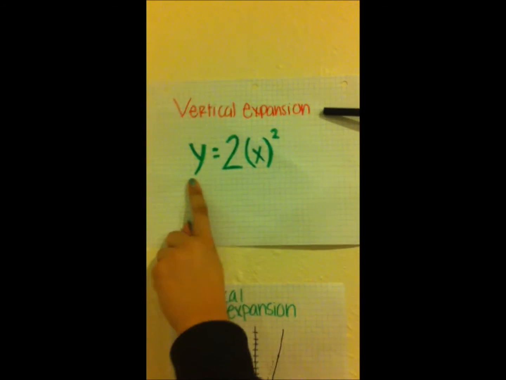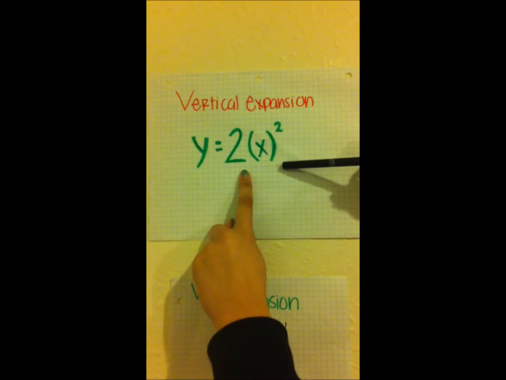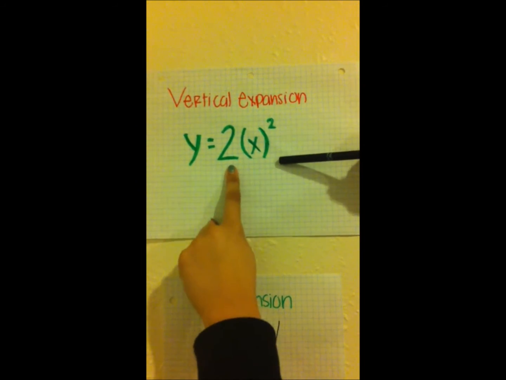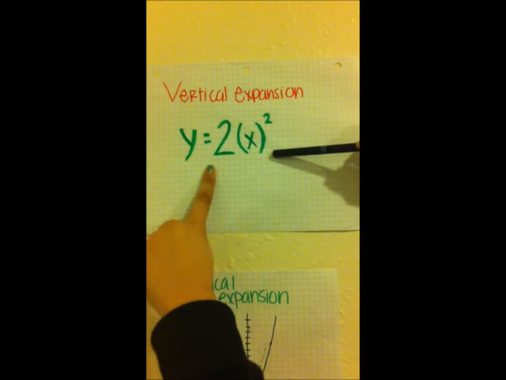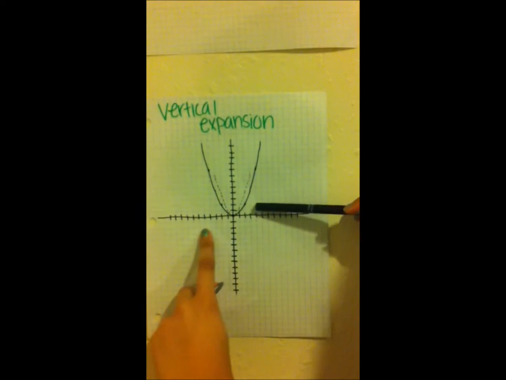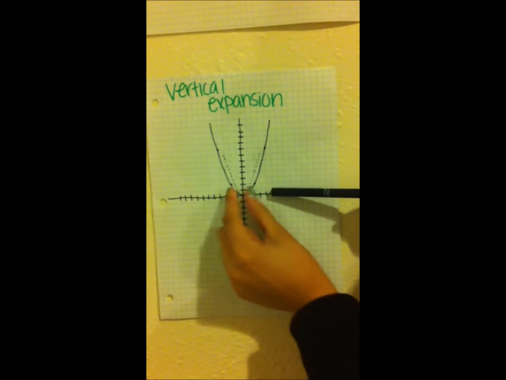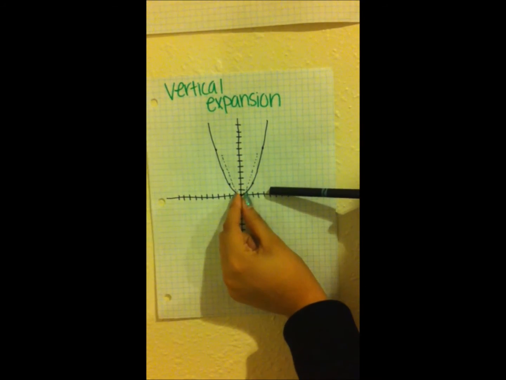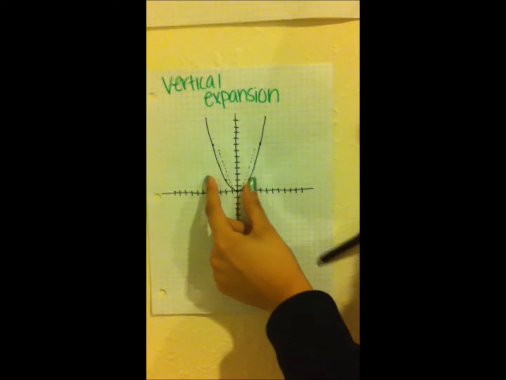For vertical expansion, you multiply by a number greater than 1, and it has to be outside of the parentheses. So in a graph, it would end up looking wider. You start off with the parent function, and it goes bigger.